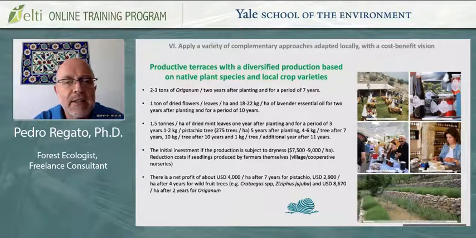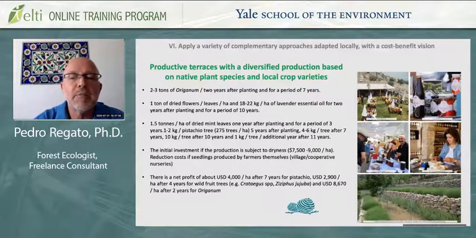I will not look at the information on the slide. It's just giving information about how many years are needed in order to get production from different native plant species and local crop varieties, and also about the investment needs and when the investment will be recovered and the landowner will get a net profit from the activity.